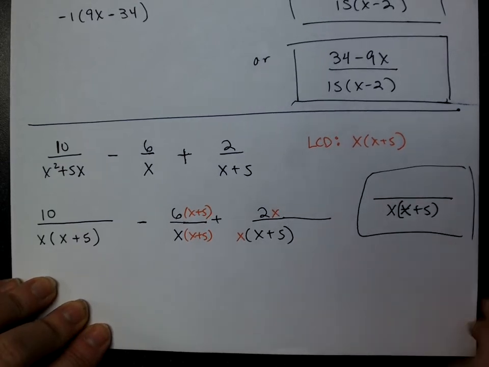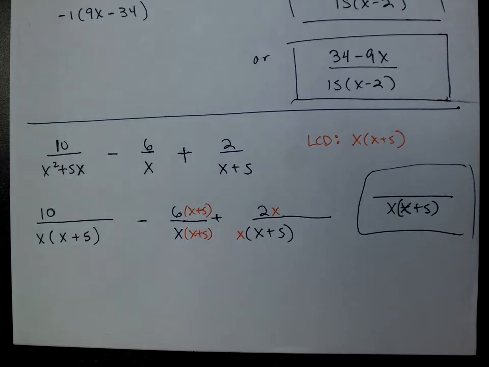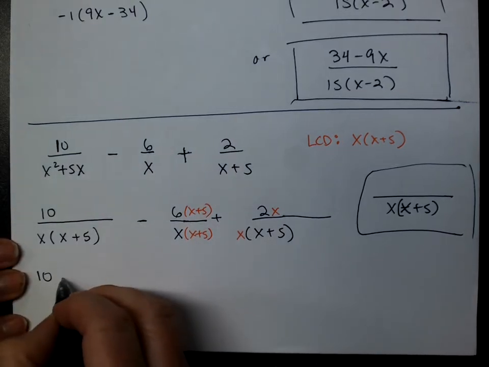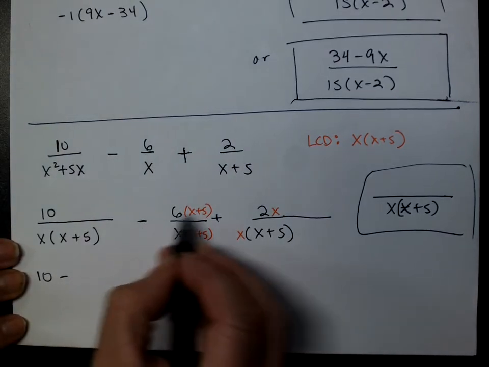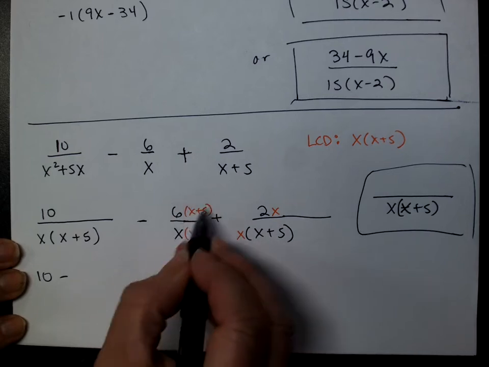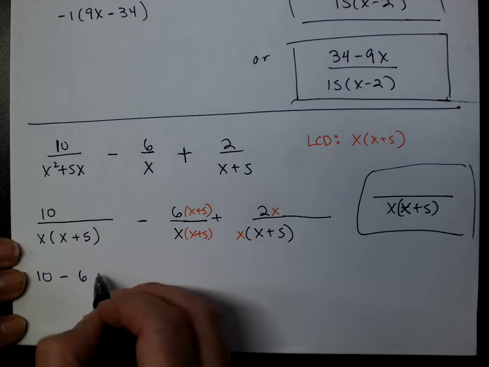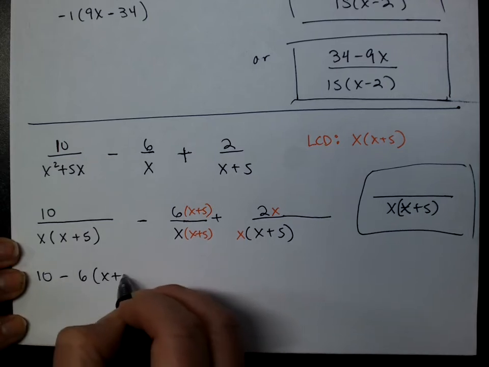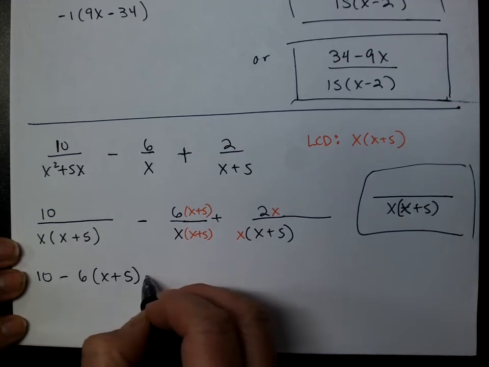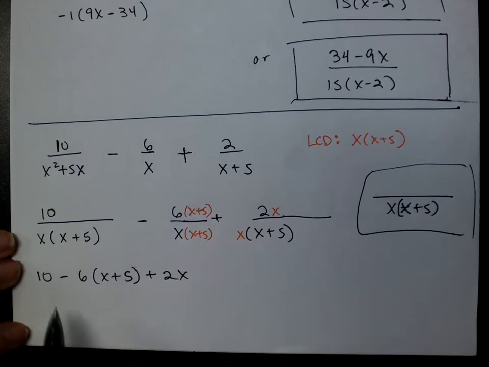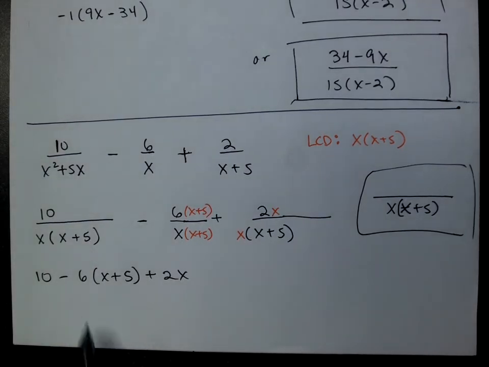So I can set that LCD aside now and just bring down my numerator of 10 minus, that minus is for the entire numerator. Okay. So when I distribute that 6, I'm going to be distributing a negative 6. Minus x plus 6 times x plus 5 plus 2x. Can you just do that in your head? Like that's 4 plus 2?